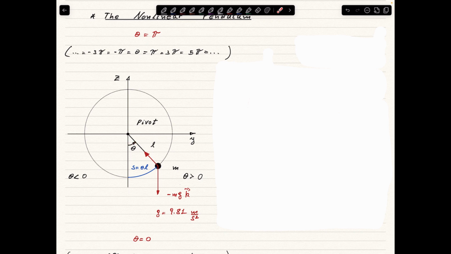The distance that the object of mass m moves depends on the angle theta, and the arc length along the circle is L times theta. Recall theta is going to be a function of time pretty soon, but L is a constant.